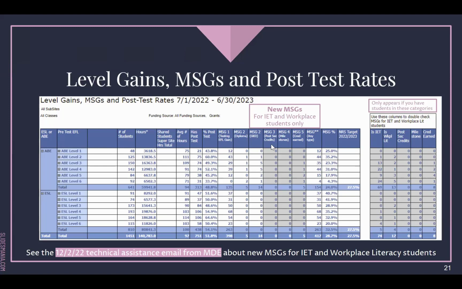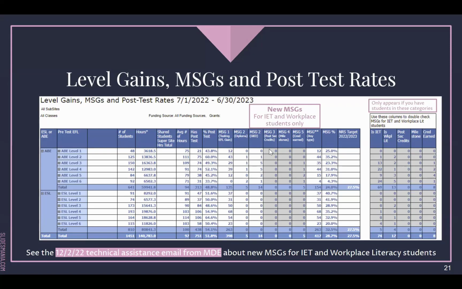And then the new MSGs are highlighted here in gray. All of these are only eligible for students who are either IET or workplace. And actually only one is allowed for the workplace students. And I think that's number 4, the milestones. So if you do not have IET programming or workplace programming, these are going to be all zeros for you all the time. Sorry. The first one is a new MSG for students who earn post-secondary credits.